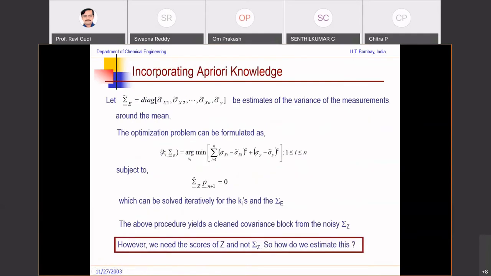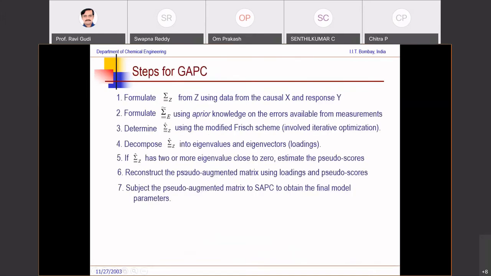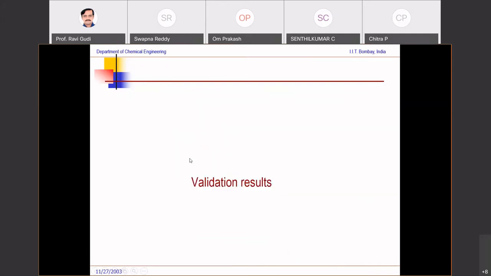And once I do this, what I'm able to show, and I'm just going fast forward here, is I am now estimating a clean Z, which is Z hat. This Z hat is something that I estimate here. If you remember, Z is basically the X matrix augmented with the Y matrix. I can look at Z hat, which is basically the clean X and the clean Y. And from that, I can do a regression and go ahead with the regression problem to estimate the parameters.